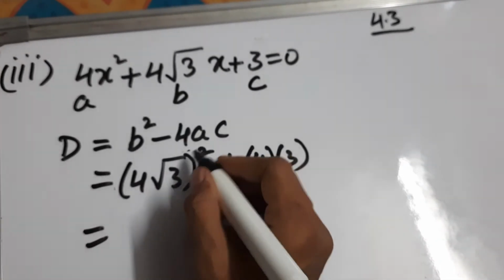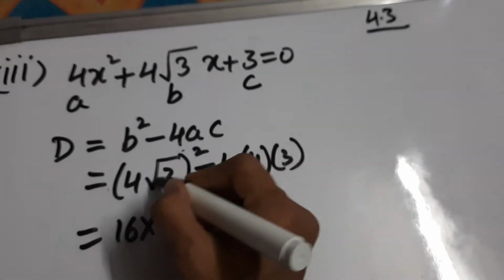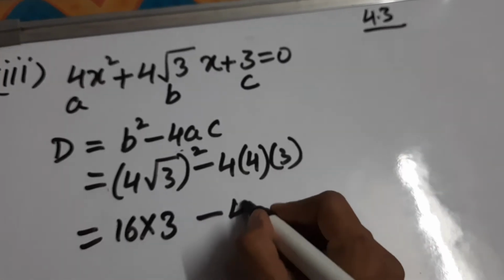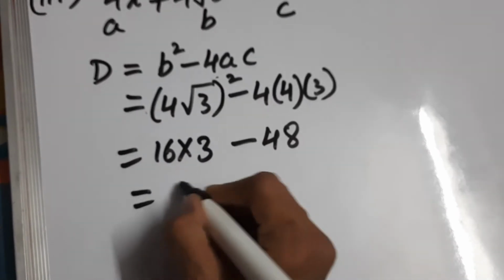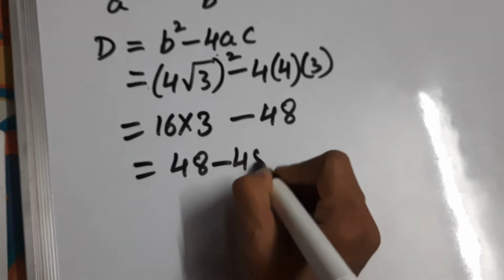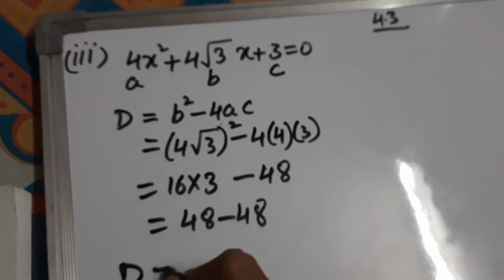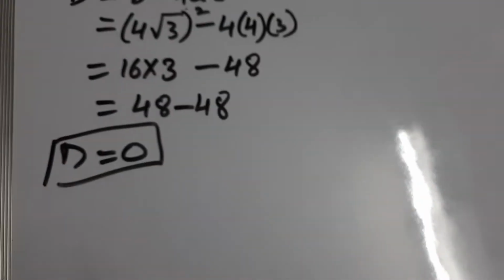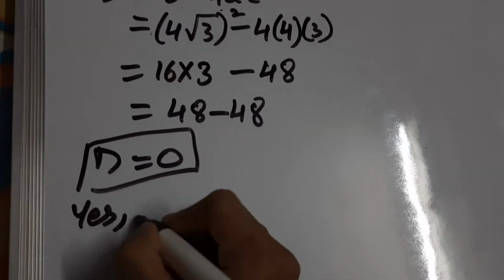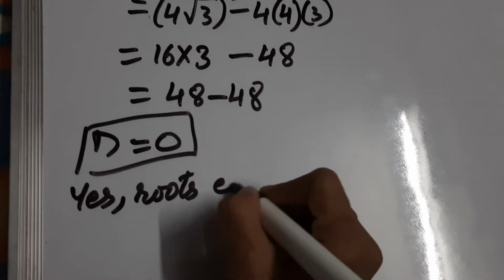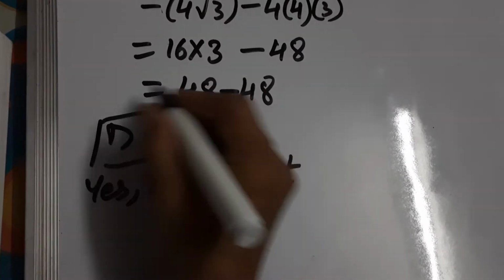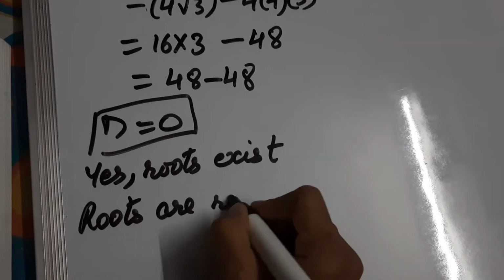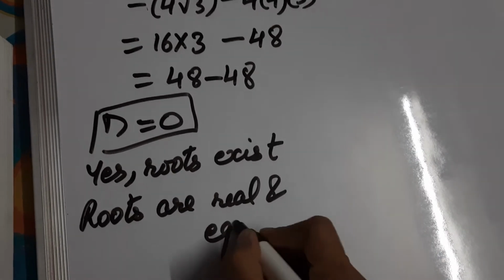So 4 square is 16, into root 3 square is 3. 4 4s are 16, 16 3s are 48, minus 48. What do you get? We'll get D is equal to 0. Dear students, if D is 0, what do we say? Yes, the roots will exist. Yes, roots exist. And what is the nature of the roots? Roots are real and equal.